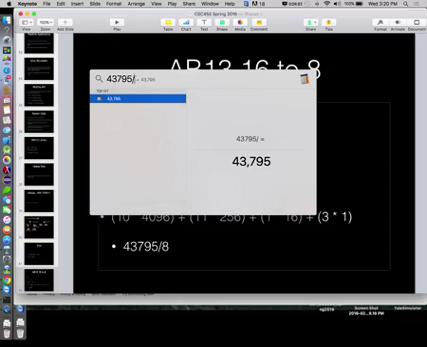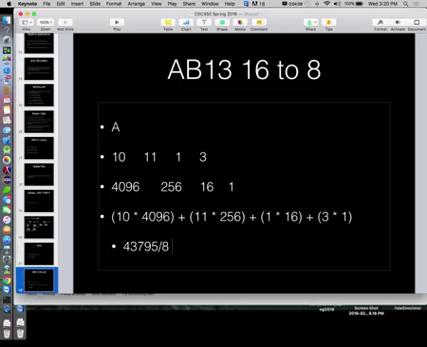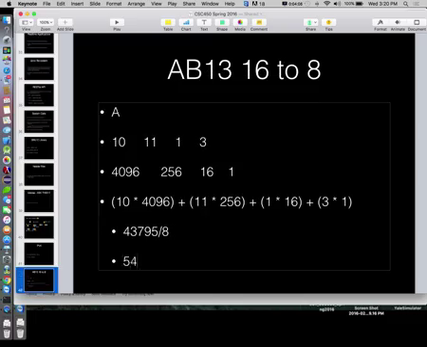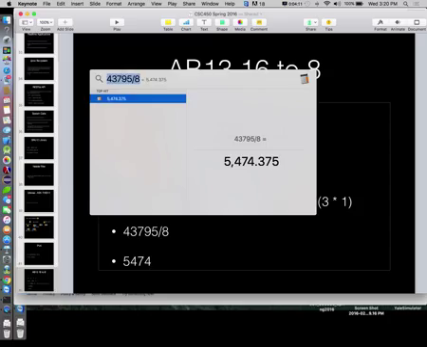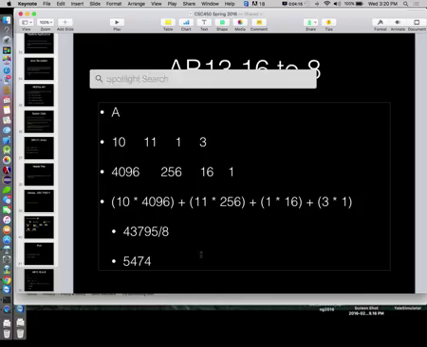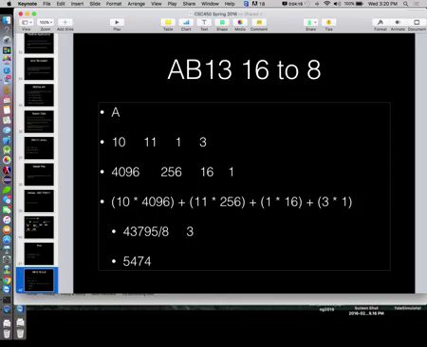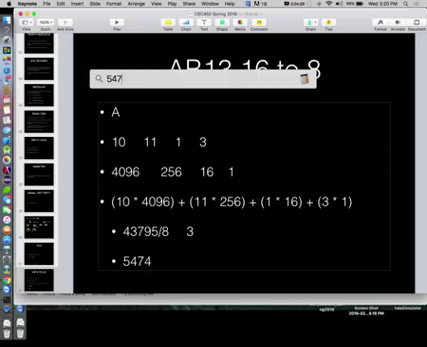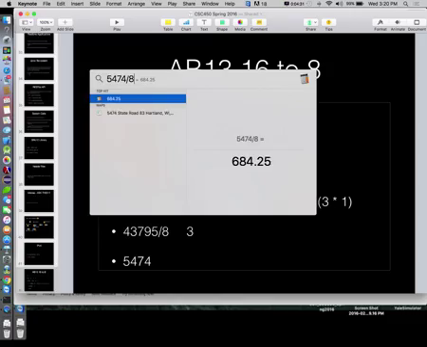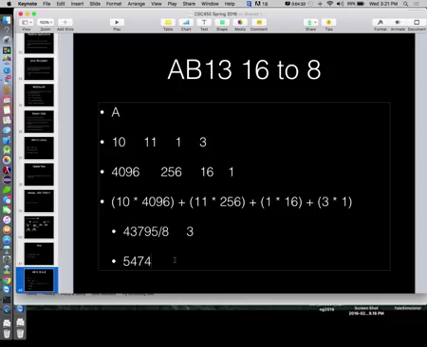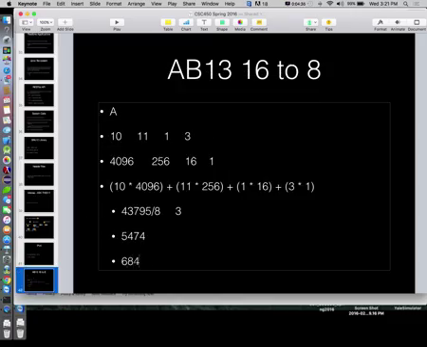Divided by 8. So 5474, you said remainder 2? All right, now I don't believe you. 5474 times 8, huh? It's 3? All right. So that's a remainder of 3. So 5474 times 8 will give you a number that's 3 less than this number. So that's your remainder 3. 5474 divided by 8 is 684. Remainder what? 2?